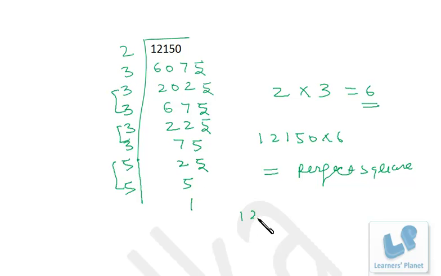If 12150 is divided by 6, whatever number you get will also be a perfect square number, because in that case this 2 and this 3, which are left extra over here, will not be there. So 12150 should be multiplied by 6 to make a perfect square number, or 12150 should be divided by 6 to get a perfect square number. Okay, I hope you are clear.